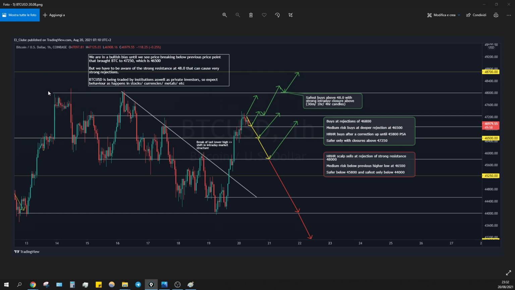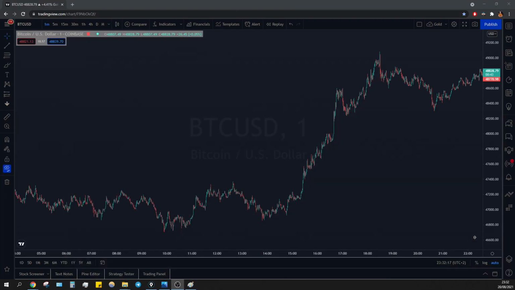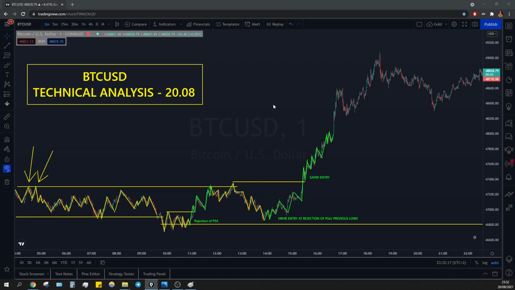As you can see, 48,000 created a huge rejection. So we wanted only the safest buys, only above this level. We see, of course, some reaction. It's very normal, that's why it's a price sensitivity area. But we see a break, very aggressive, as I was telling you here. There's no retest of these previous highs.